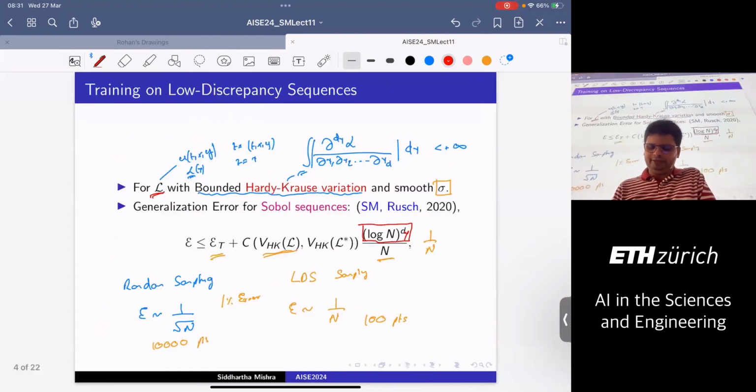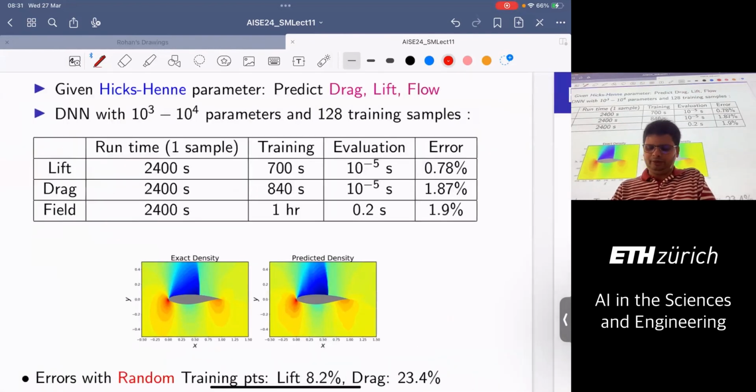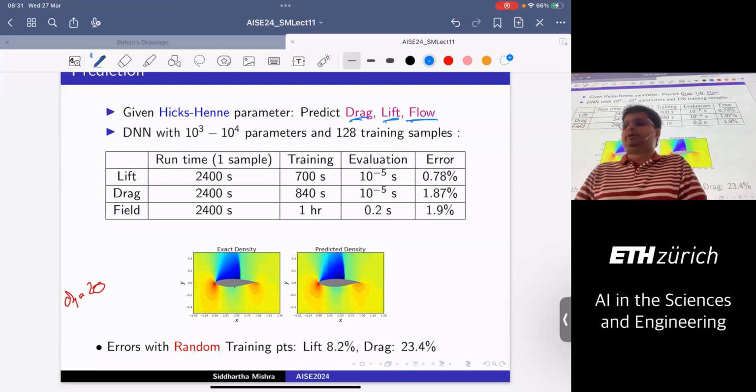And once you have that, then of course you can go and try to solve the problem. So if you remember what I started out with, this was the problem with flow past an airfoil. So here is the airfoil. This is parameterized with, I think, 20 parameters. So dy is equal to 20. And then what we are predicting is the whole flow field. We can also predict the lift and the drag. These are the important observables, as you will see later on.